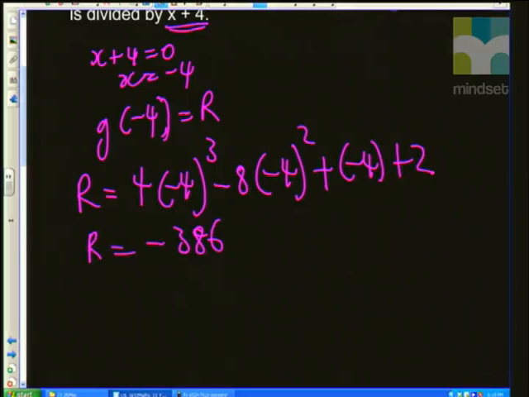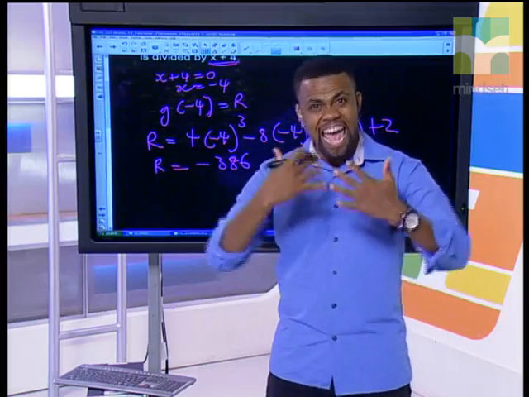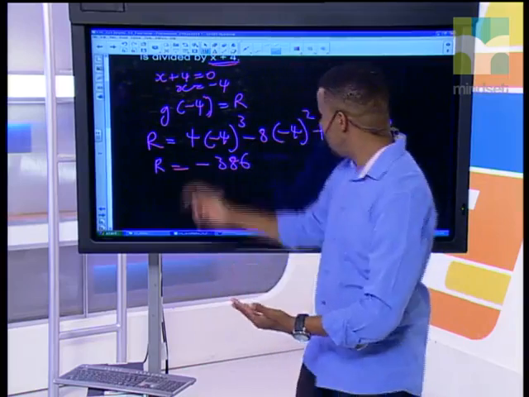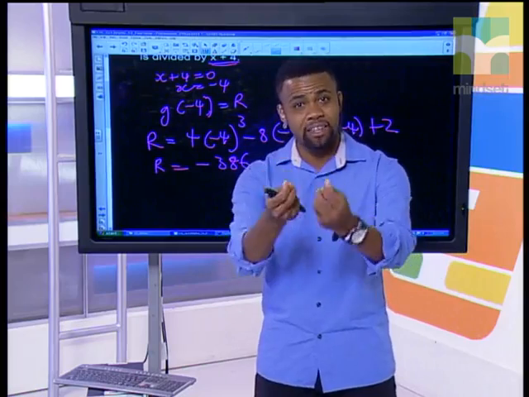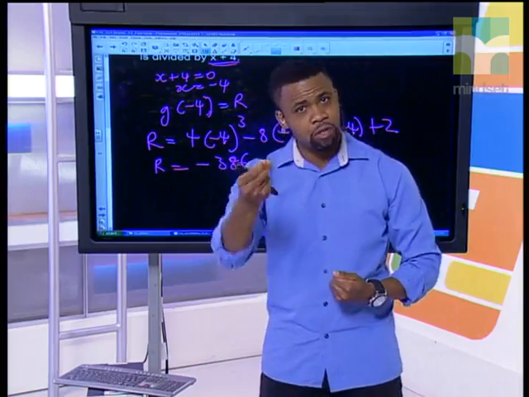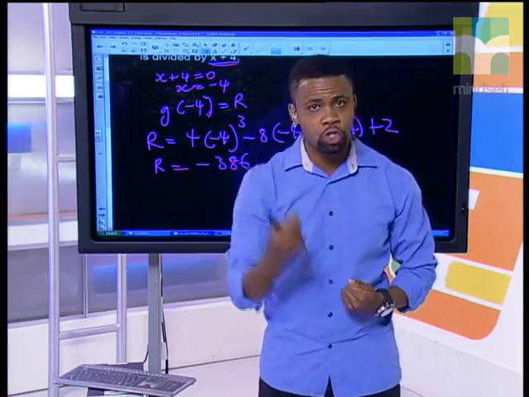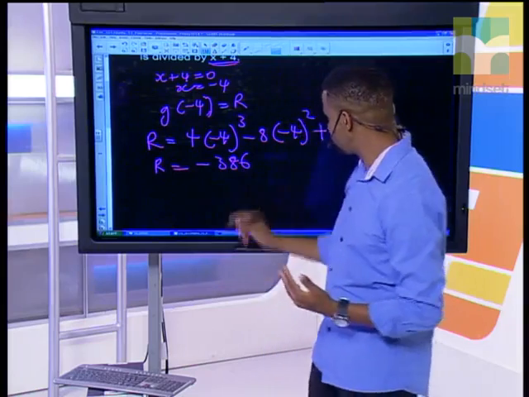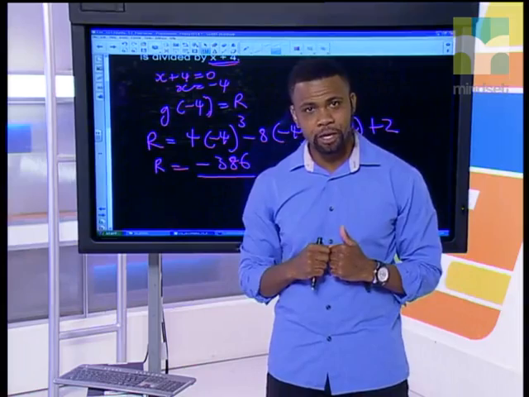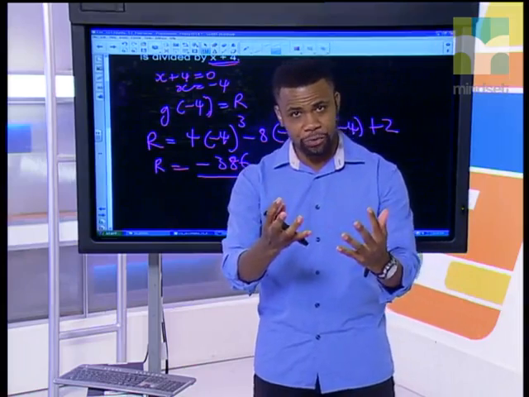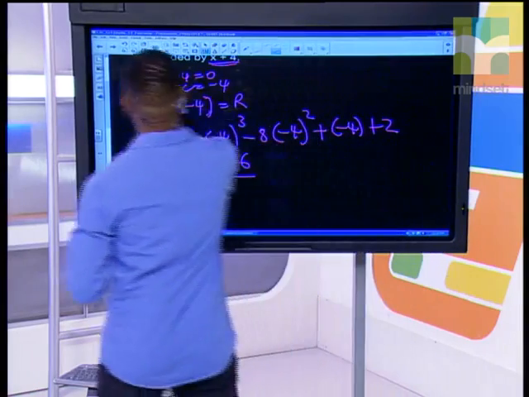If this polynomial is divided by x plus 4, I just solve for x, then I get x is -4, then I take that value, substitute that value into your polynomial, then we get a remainder, which is -386. Okay, good. I hope you understand this. Good. Let's look at the next question.